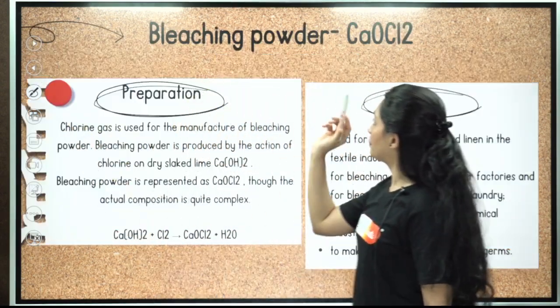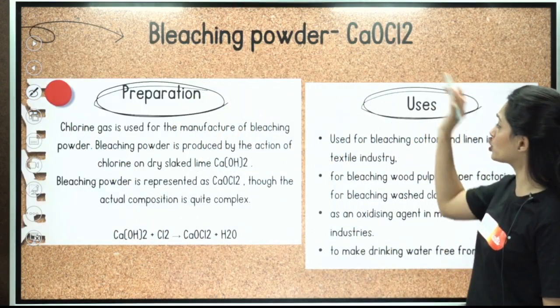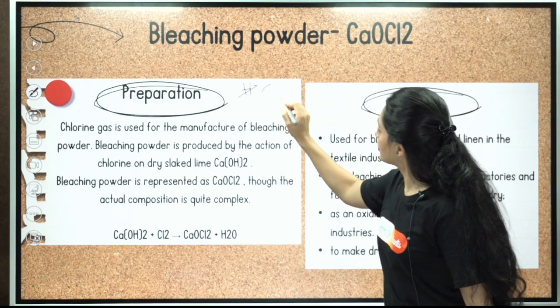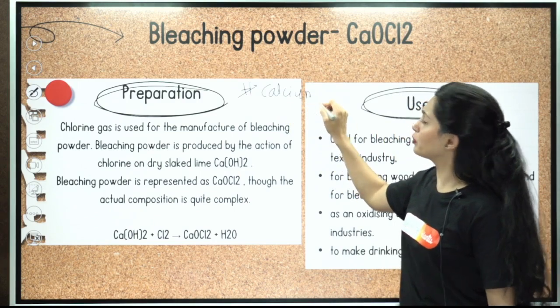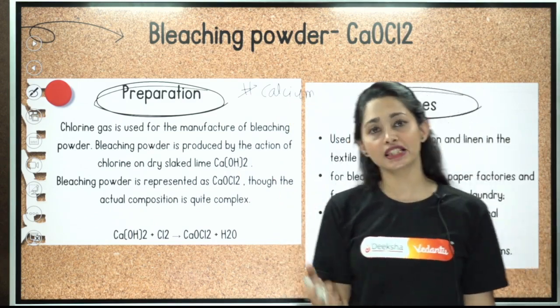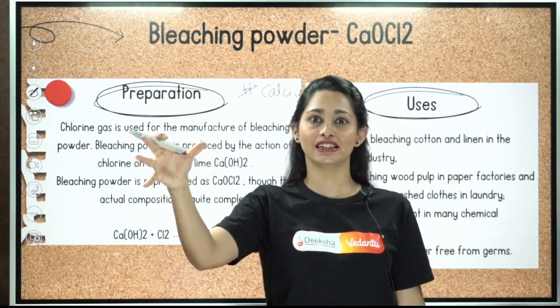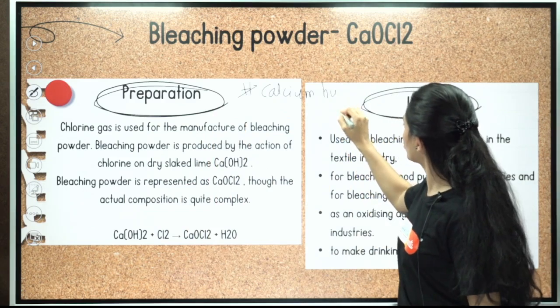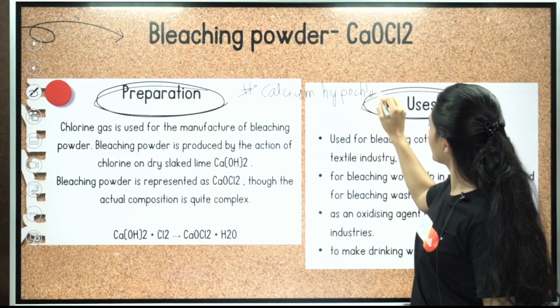Moving on to the bleaching powder. So calcium hypochlorite, what is it called? It is called, let me write here, calcium hypochlorite. The actual composition, the actual structure, is quite difficult, but in your syllabus they haven't included the actual complex structure. It is just calcium hypochlorite or oxychloride.